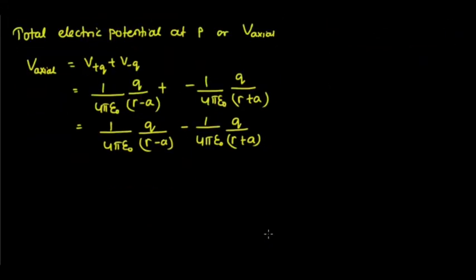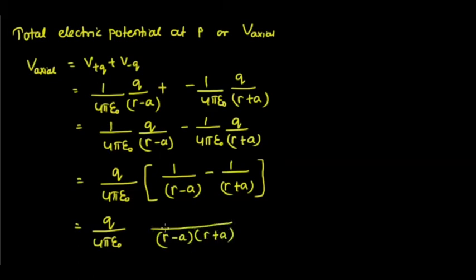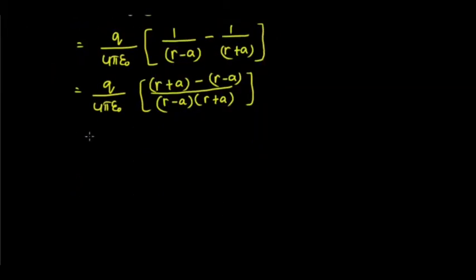Now you can take this Q by 4 pi epsilon naught common, and inside the bracket you will get 1 by R minus A minus 1 by R plus A, and then you have to take the LCM. The LCM will be R minus A into R plus A. So in the numerator you will get R plus A minus R minus A. So that is equal to how much?